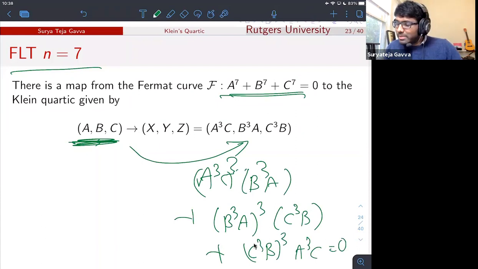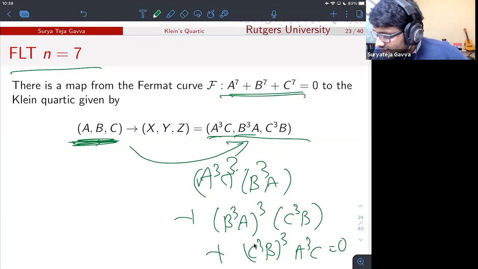Is that clear? So if ABC satisfies this equation, then this particular choice of numbers satisfies our Klein quartic equation. So that automatically tells you that there are no solutions to Fermat's last theorem, because the only rational solutions on the Klein quartic are trivial solutions. So that means that the only solutions of the Fermat curve should also be trivial solutions.